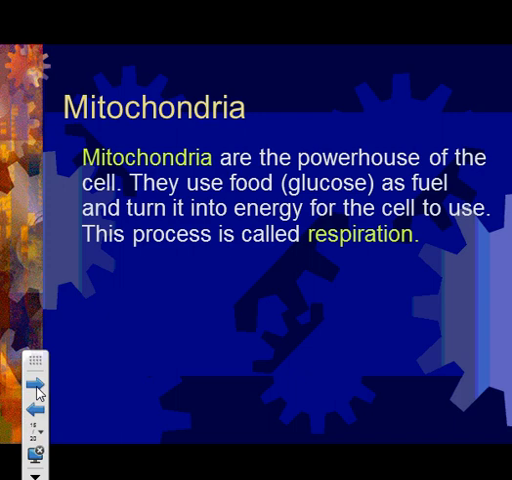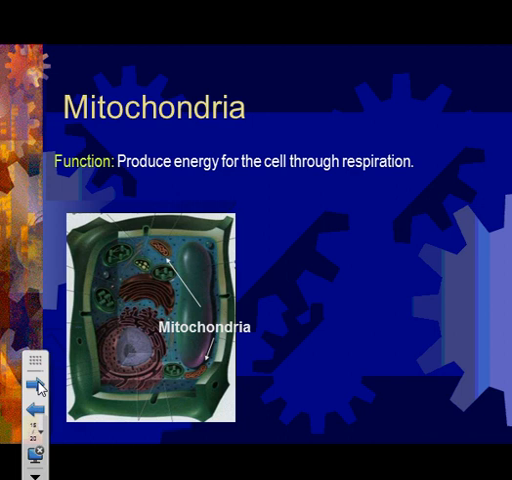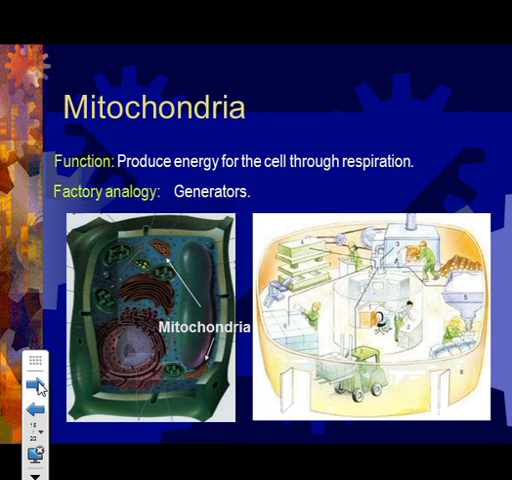Next, we have mitochondria. Mitochondria are the powerhouse of the cell. They use food, like glucose, as fuel and turn it into energy for the cell to use. The process is called cellular respiration. Mitochondria can usually be identified. They look like long, thin sausage shapes with a folded membrane inside. Here we see a couple in this cell. They produce energy for the cell through respiration. In our cell factory, they would be like a generator. And here we see a worker putting fuel into the generator to produce electricity or to produce power. That's what the mitochondria does.